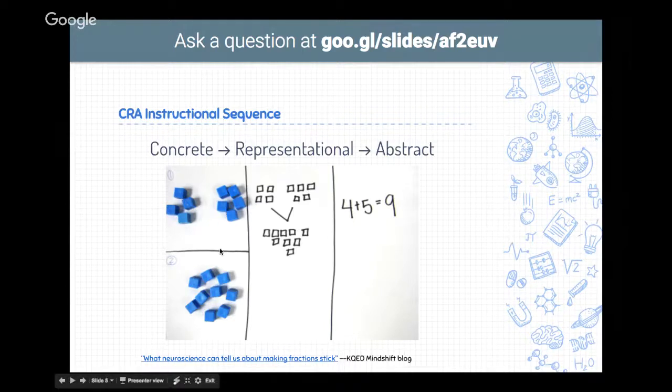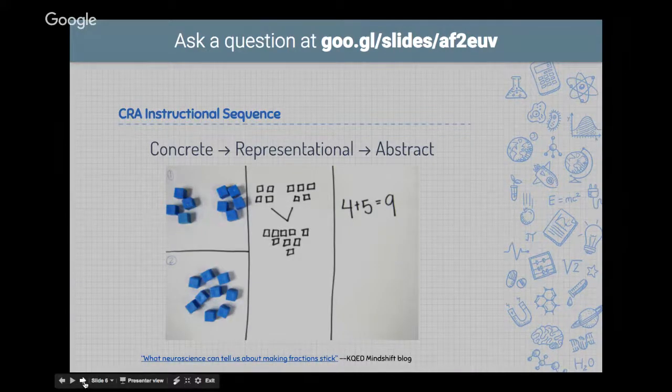Or you might use a concrete representation and then do a representational and then do an abstract. You can do them one at a time, or you can do a concrete representational together and then go to the abstract. But the one thing that never gets lost is that concrete understanding.